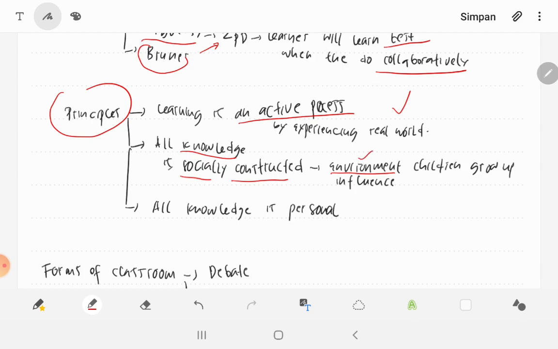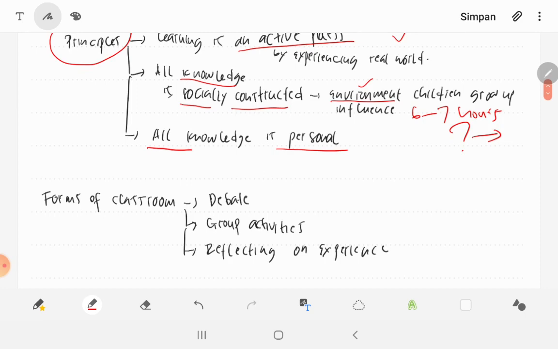When we count how many hours the student is in school, maybe it's six to seven hours. And what else? They are in their hometown, in their area, in their environment. So what constructs the individual, whether emotional or intelligence, also comes from the environment, influenced by the environment. The next thing is that all knowledge is personal.